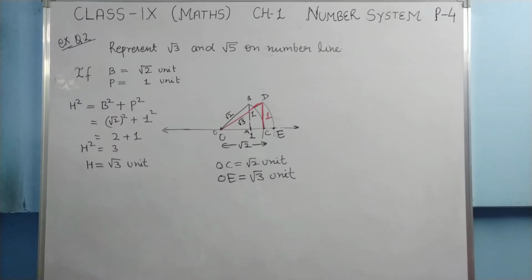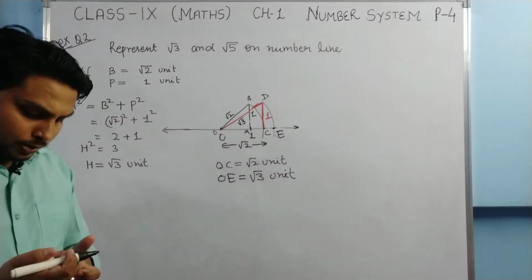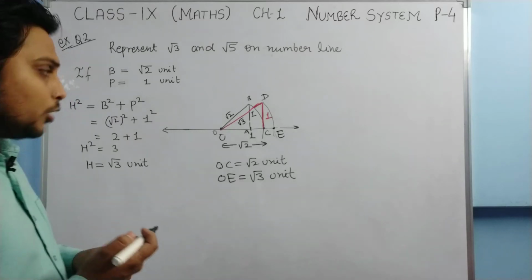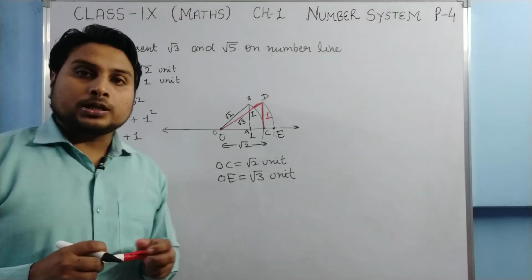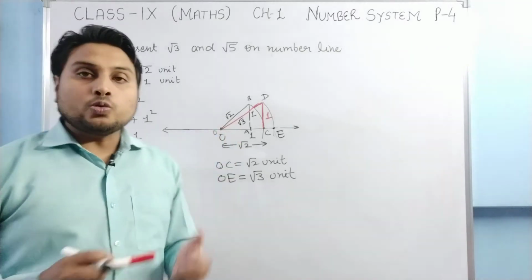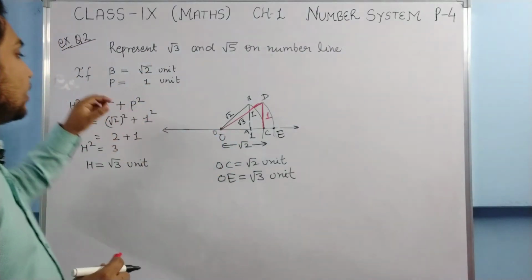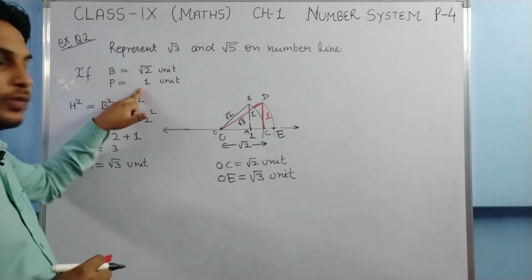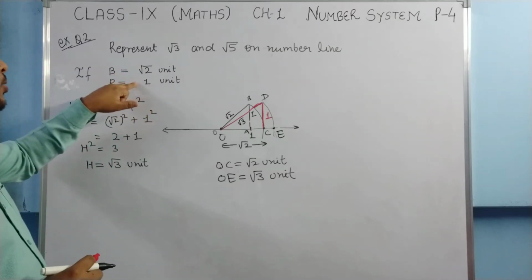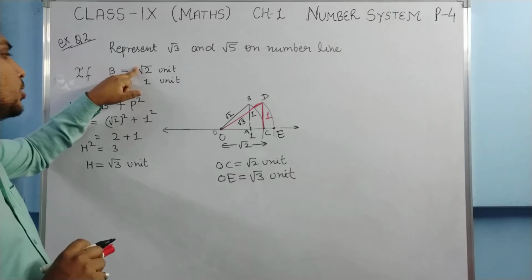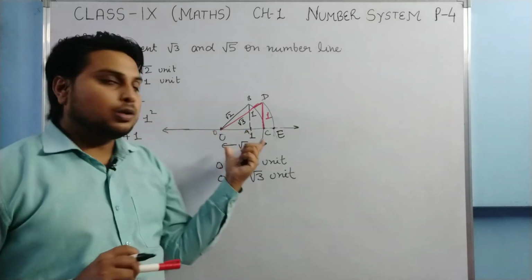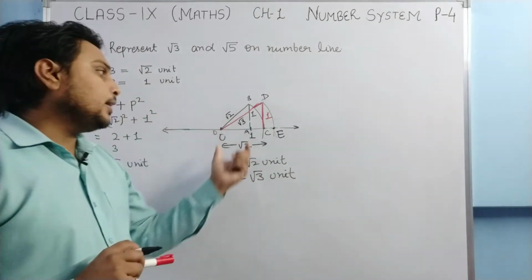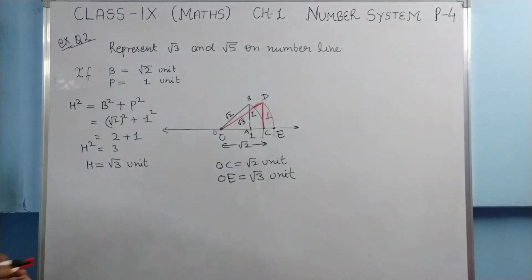Remember students, from here it is also clear that to show under root 3 on number line, firstly we have to show under root 2 on number line, because in the values that we have taken, one was under root 2 and one was 1. So firstly we have shown under root 2 on number line, and then with the help of under root 2 I have shown under root 3.